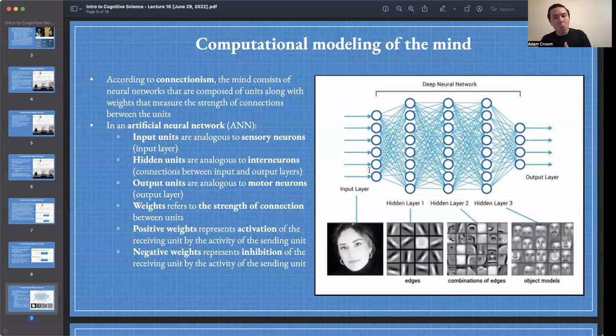And the goal is, as we feed an image here, we should be able to get identification of whether that image is of a human face or of a cat or of a dog.